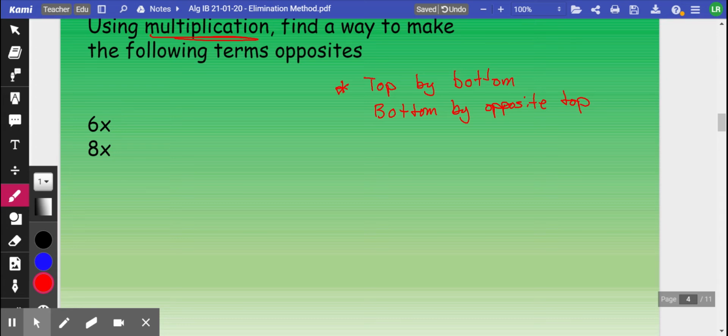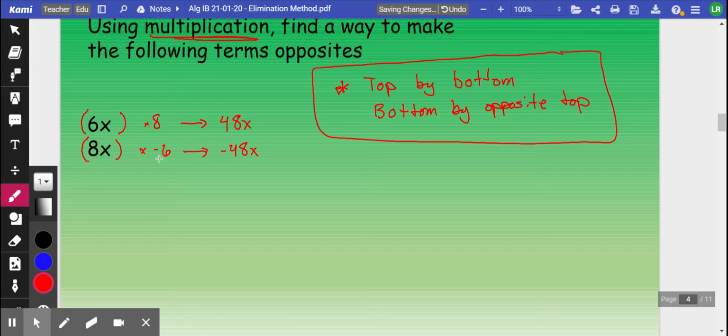Now keep in mind this will be a part of a bigger problem, but how this works, top by the bottom, so my top equation, we would multiply by 8. The bottom equation by the opposite of the top. So the bottom one, instead of multiplying by 6, I'm going to multiply by -6. When I multiply that, that's going to give me a 48x. On the bottom, it's going to give me a negative 48x. And that is our foolproof way. Again, there are different ways to do it that do not follow this prescribed method. As long as you use multiplication and you end up with opposites, technically it will work.